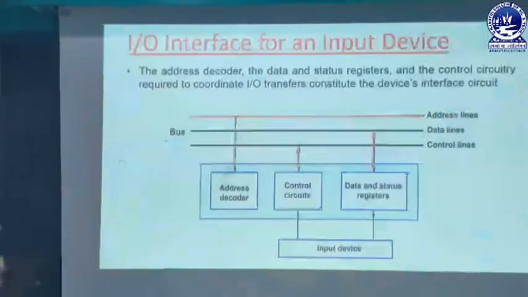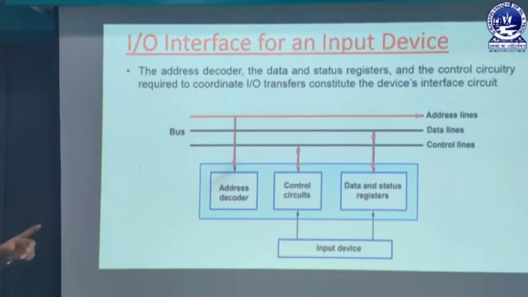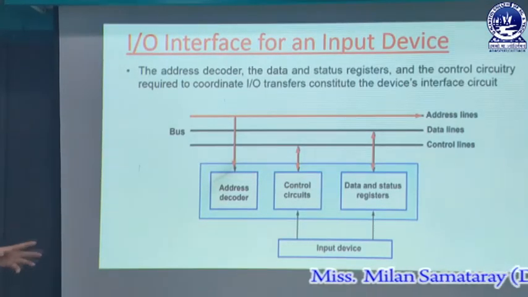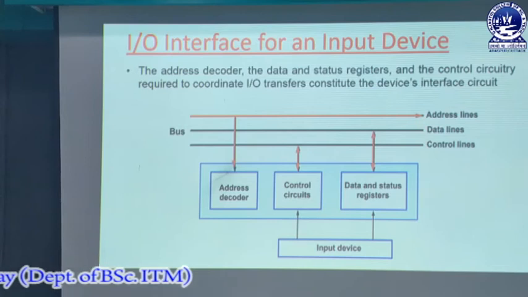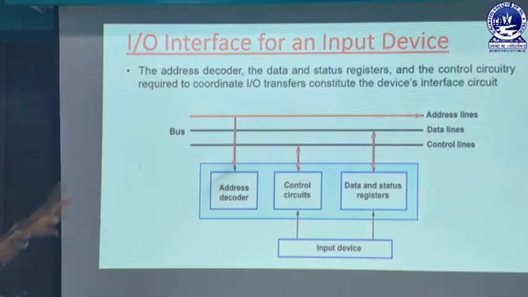Okay. Then the address decoder, the data and status registers, and the control circuitry are all required to coordinate the input and output transfers, and by including all these components, the circuit is called the interface circuit, or the device interface circuit. So, basically an interface circuit constitutes the address decoder, a control circuit, and data and status registers, and also the buses, that is our address bus, data bus and control bus.